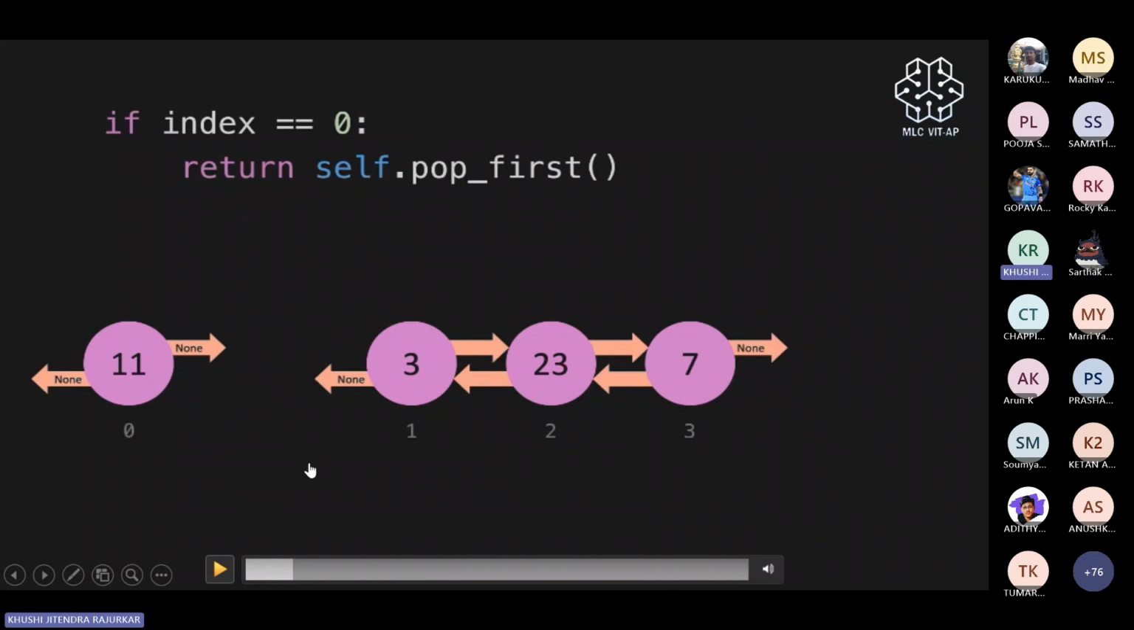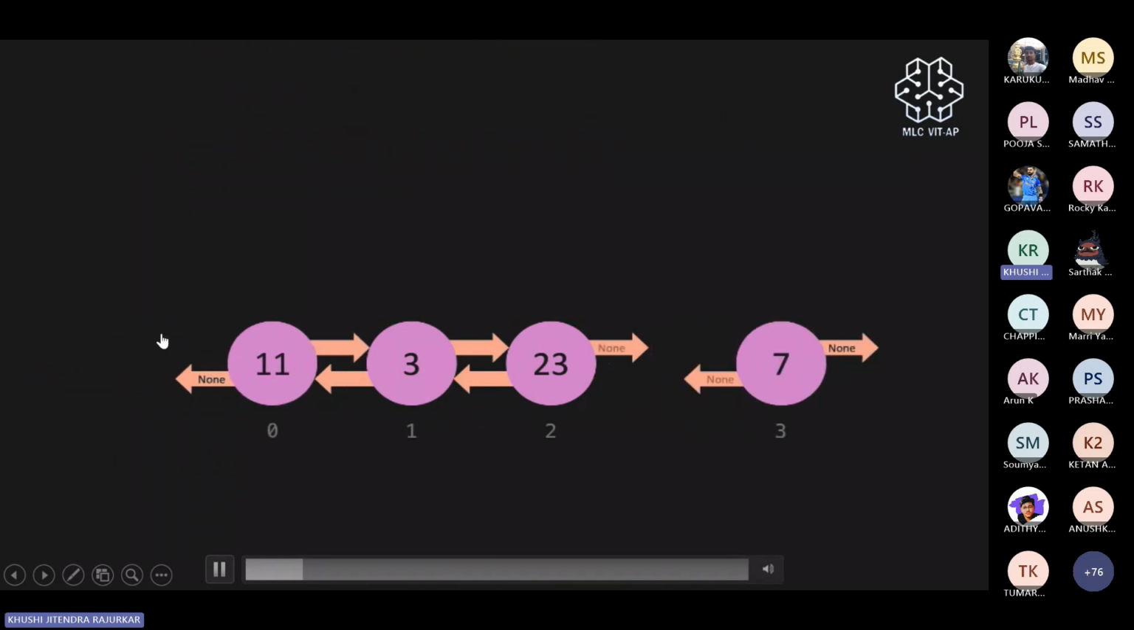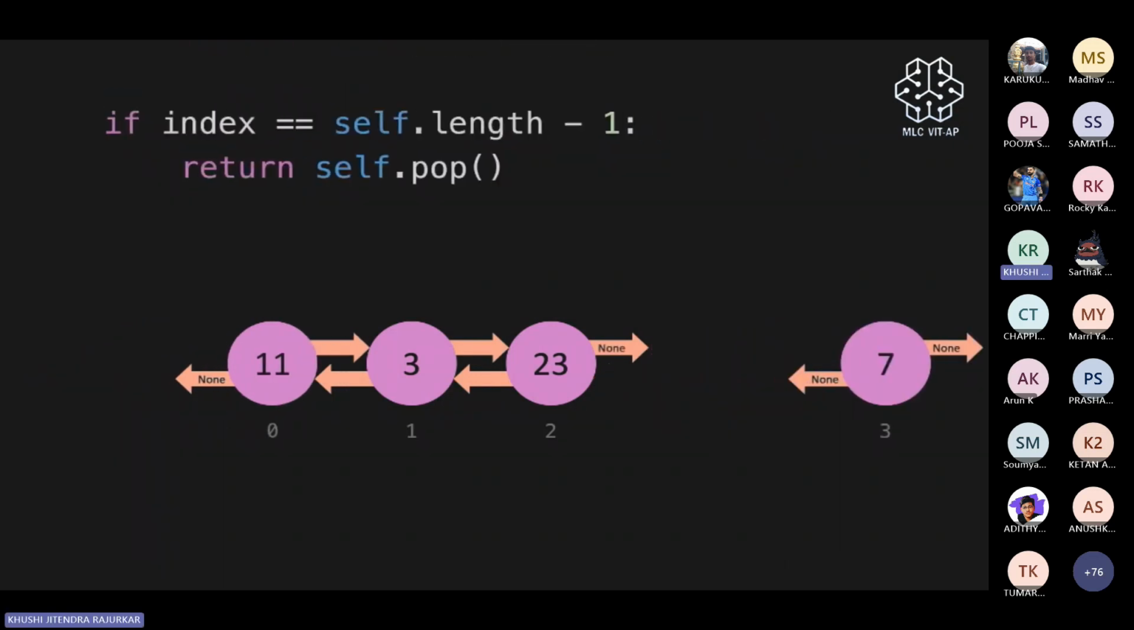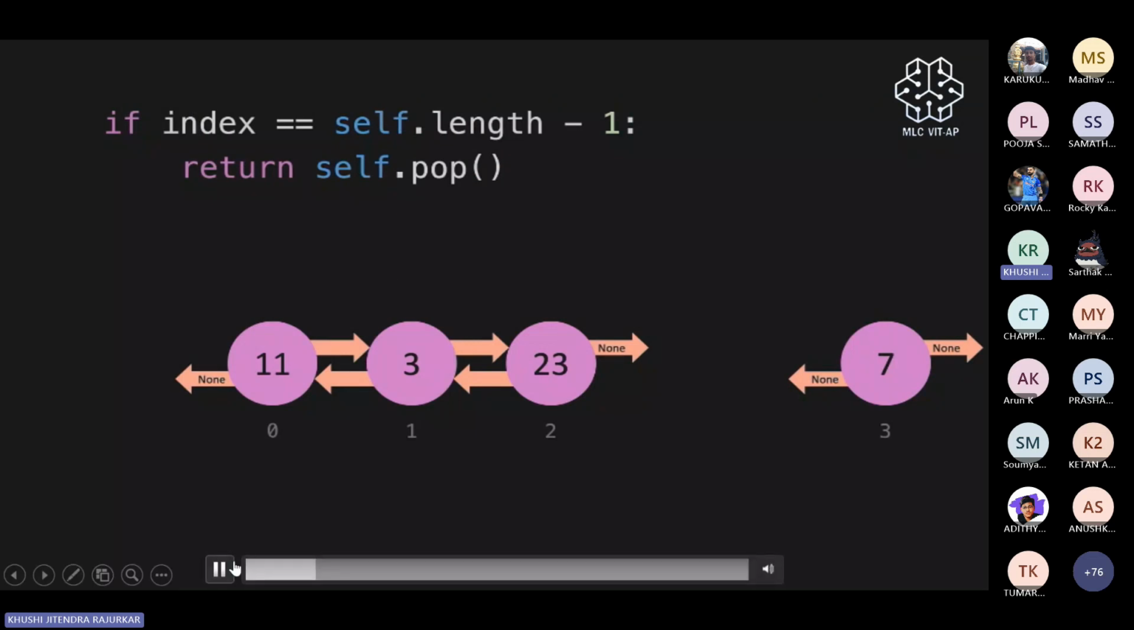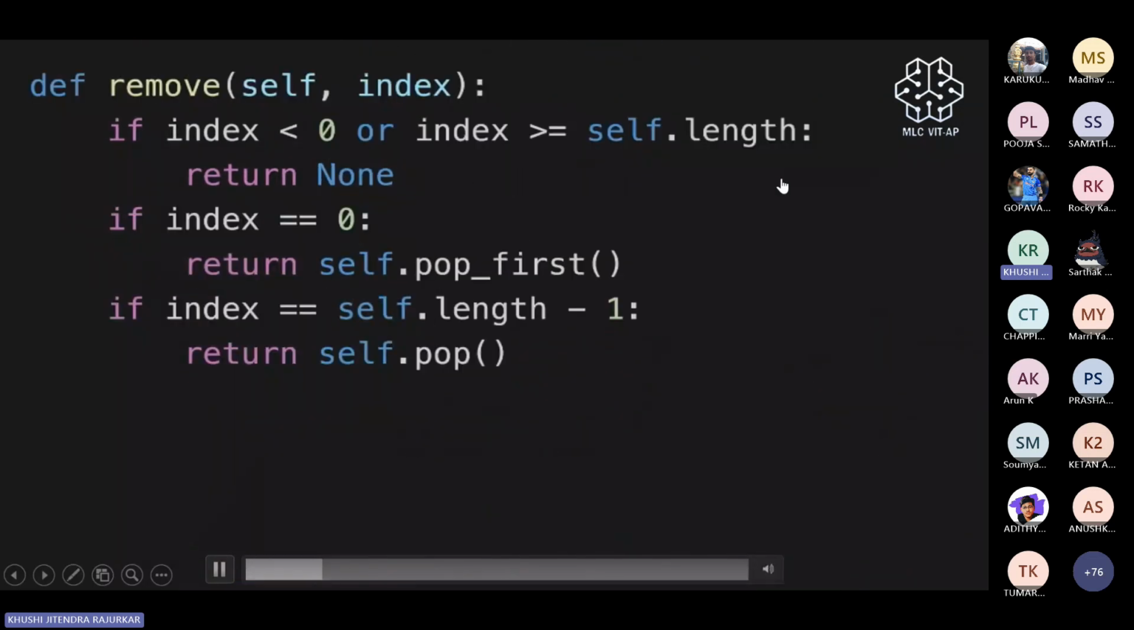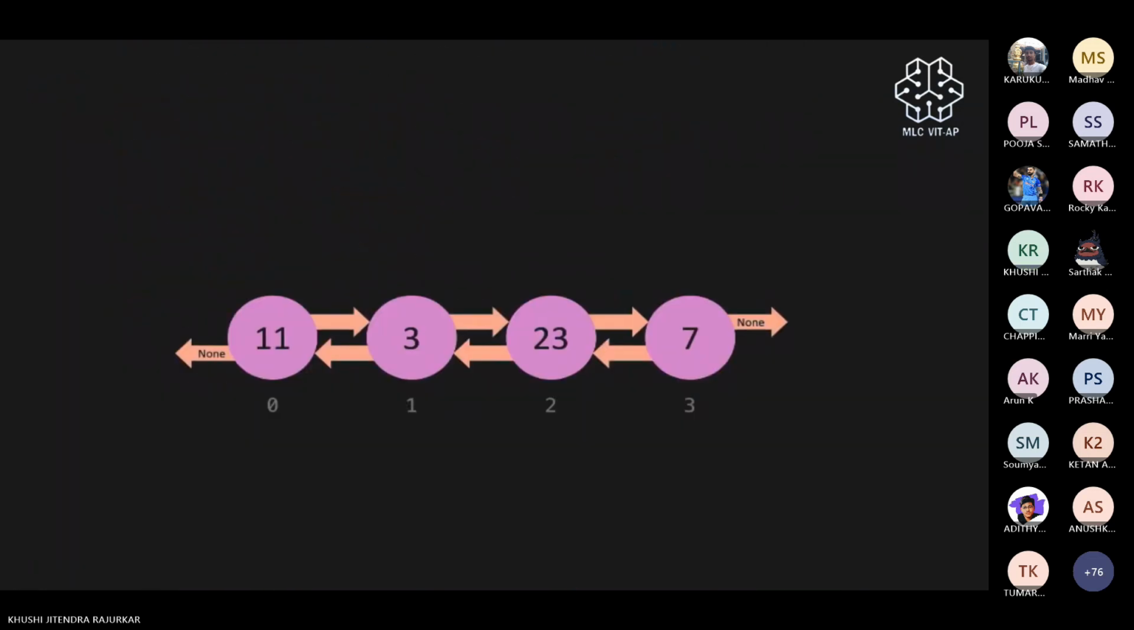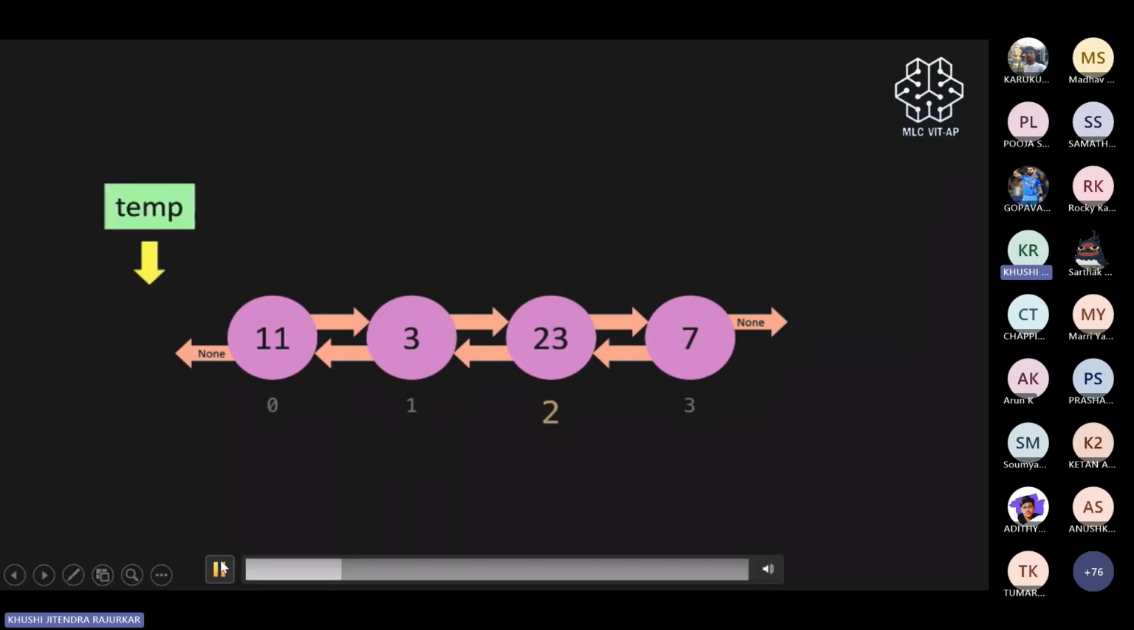And it'll simply run in the same way. If the index is equal to 0, we'll be popping element from the head of the list. And if you want to delete an element from the end of the list, you'll be simply calling your pop function. Now, if we want to remove any element from somewhere in the middle of our linked list, we will be again having a temp variable.